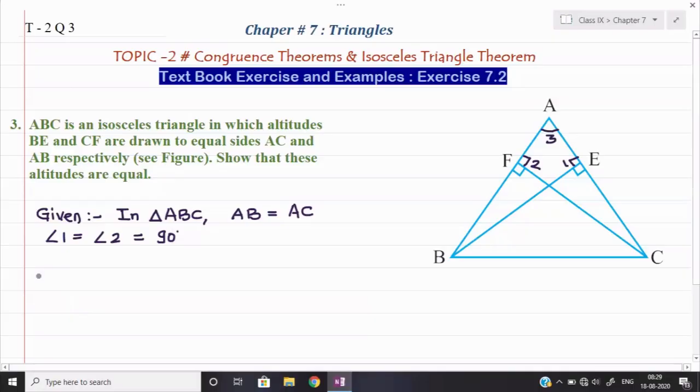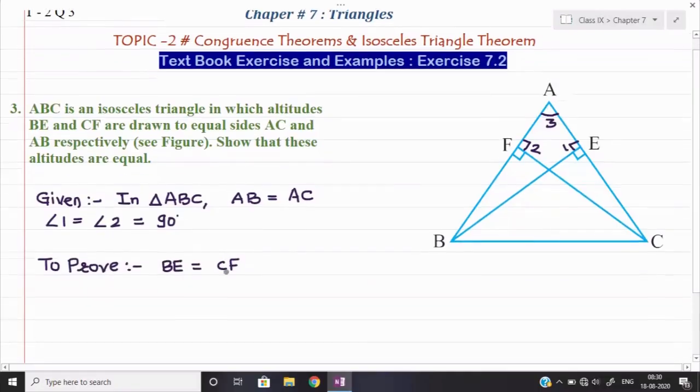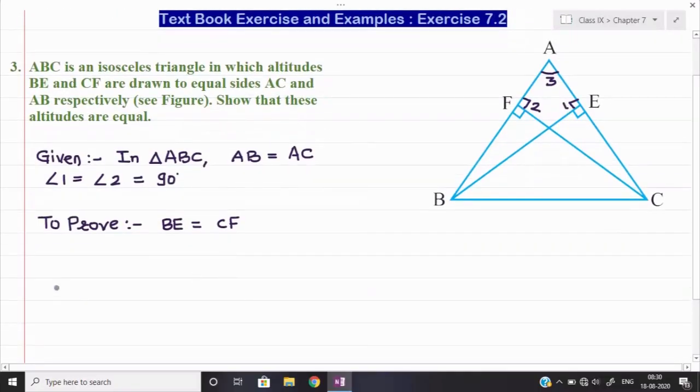Now what we need to prove here: we have to prove the altitudes are equal, means BE is equal to CF. These two things I need to show equal. Now let us see how we can solve this question.